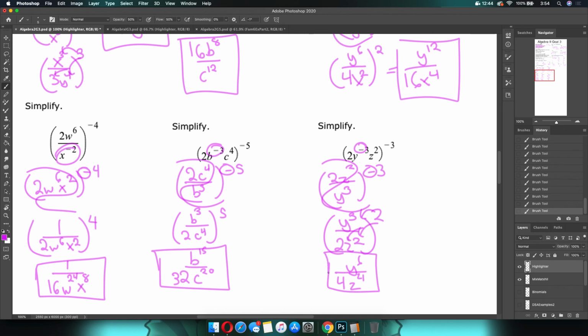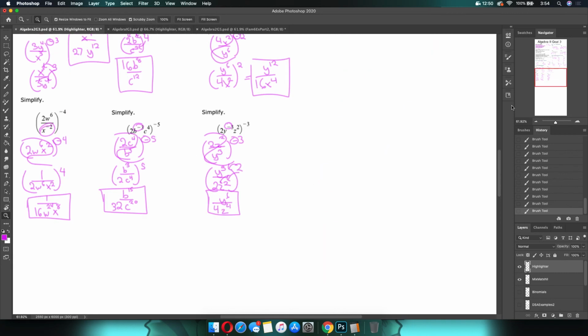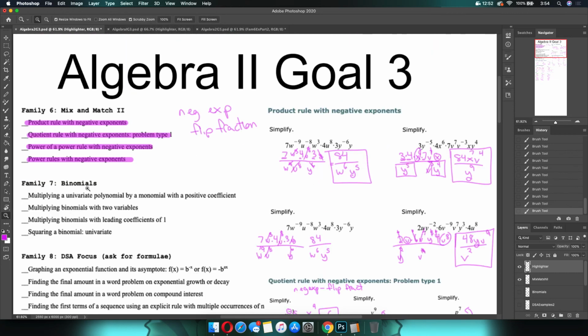So I went through 6 examples at varying degrees of speed to help you guys figure out how to do these topics. Again, this one over here is a, which one was it? Power of a power. This one is a DSA question, and it can be very tricky, so you want to be very, very careful with it. All right, that's everything for now.